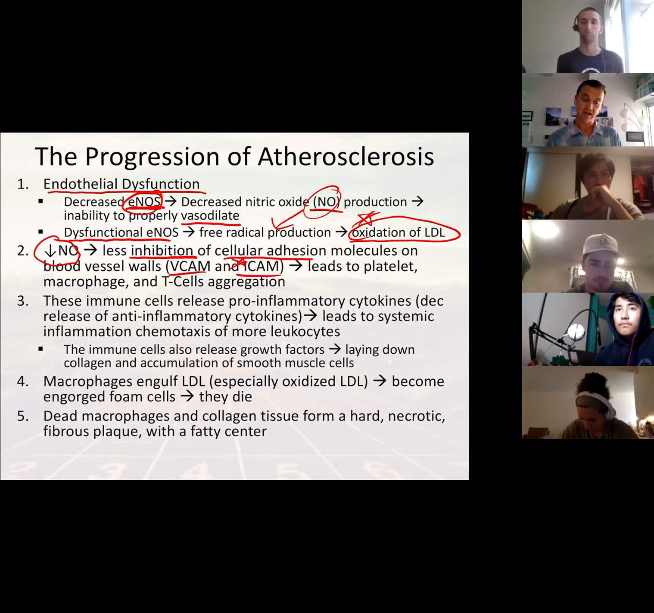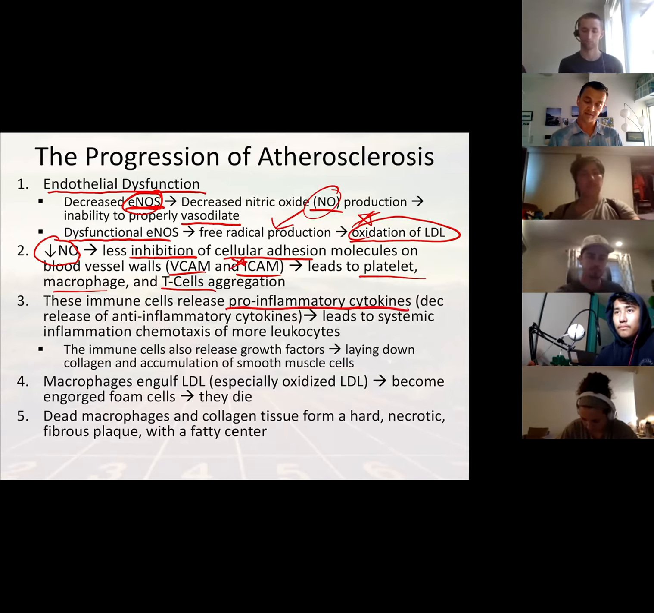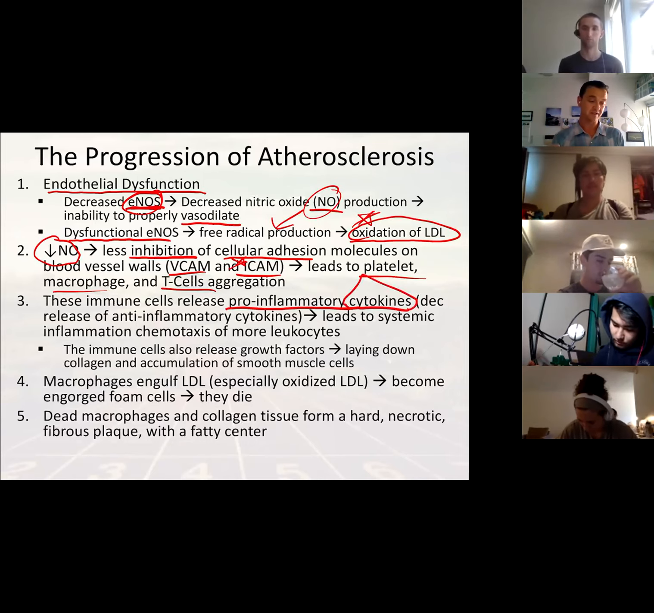We send these little flags up, and so that leads to platelets accumulating, macrophages coming into the tissue, T cells coming in, and all of these things lead to the pro-inflammatory state by releasing pro-inflammatory cytokines. Okay, so they come in and just activate the whole immune system. They call in the rest of the immune system.